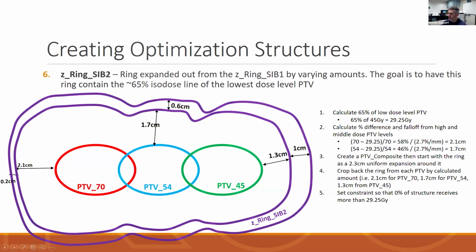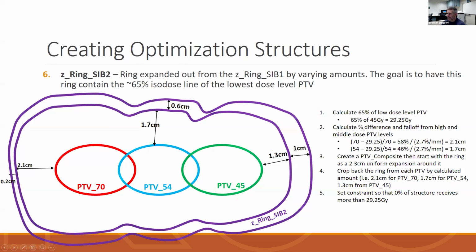And then we calculate the difference and fall off from the other PTV dose levels. So 70 minus 29 divided by 70 is about 58%. And here we're using 2.7% per millimeter fall off. So this is kind of splitting the difference between 2 and 5%. So as we said before, when you're really close to the PTV, dose can fall off at about 5% per millimeter. But as you get further away, the dose fall off gets lower. So we're using a slightly more conservative dose fall off here, not quite as sharp, at 2.7 per millimeter. And this calculates out to be 2.1 centimeters.